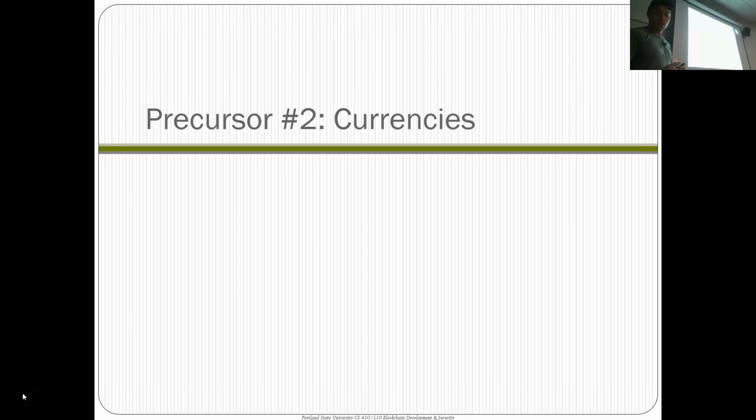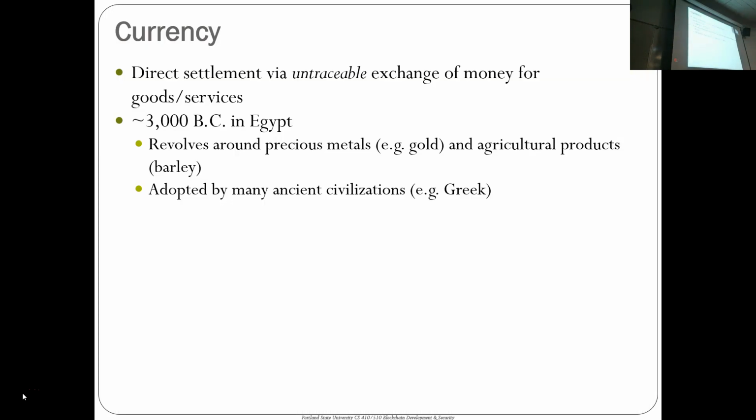Okay. The next precursor I'm going to talk about are currencies. So currency is the direct settlement of transactions via an untraceable exchange of money for goods and services. So again, from 3000 BC, typically this revolved around precious metals. So you would exchange gold for services, for agricultural products, for example. And then this was adopted by many of the ancient civilizations, using precious metals to exchange for services.